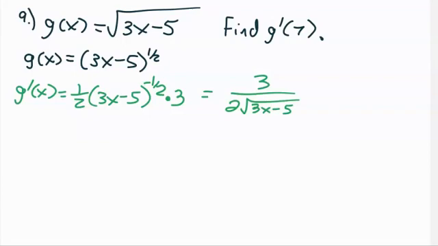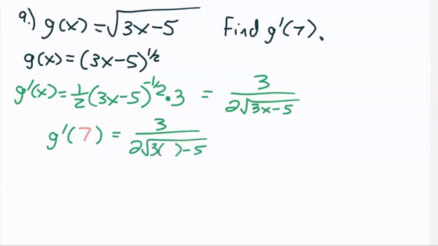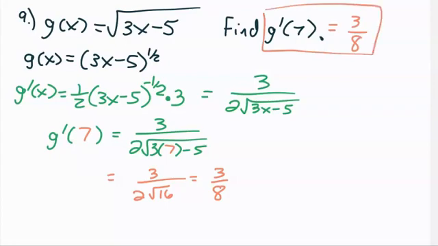All right, so then if I want to take that function and plug 7 into it, that just means where there used to be an x, we're going to put the number 7. And then we can just simplify. So 3 over 2, this is 21 minus 5, so square root is 16. So 3 over 2 times 4 is 3 over 8. And then summarize what we got. G prime of 7 is 3 over 8.